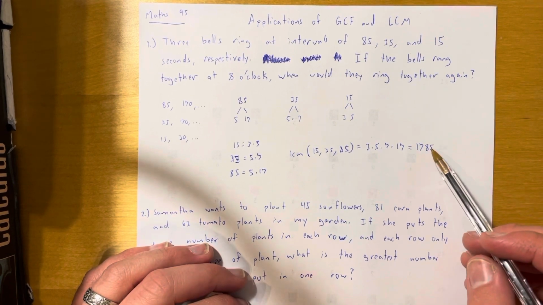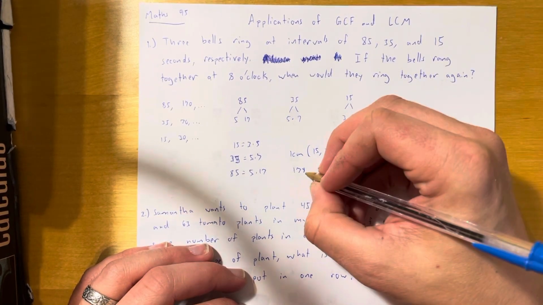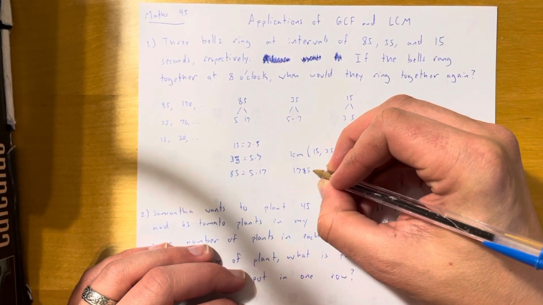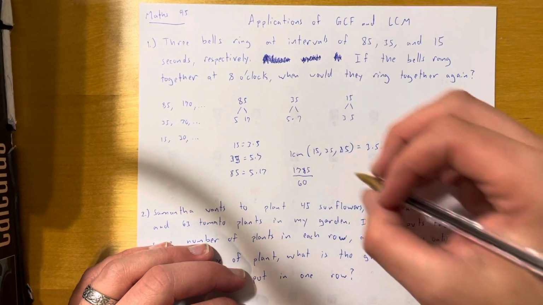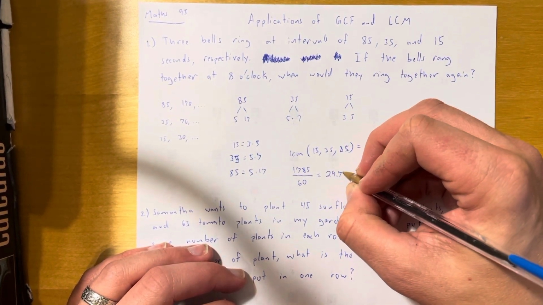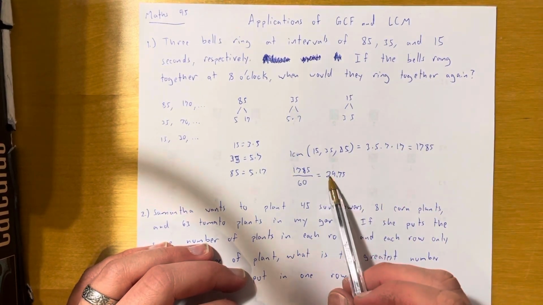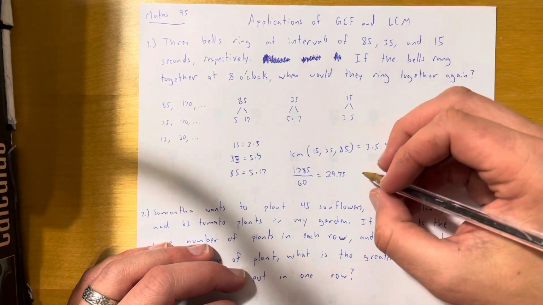Well, instead of working in seconds, let's convert this to minutes. 1,785 seconds divided by 60, because there are 60 seconds in a minute, would tell us how many minutes that is. That comes out to 29.75, or 29 3/4 of a minute. So what would that be?